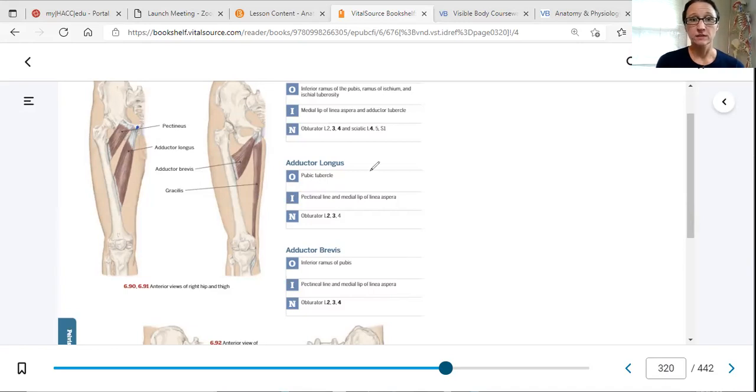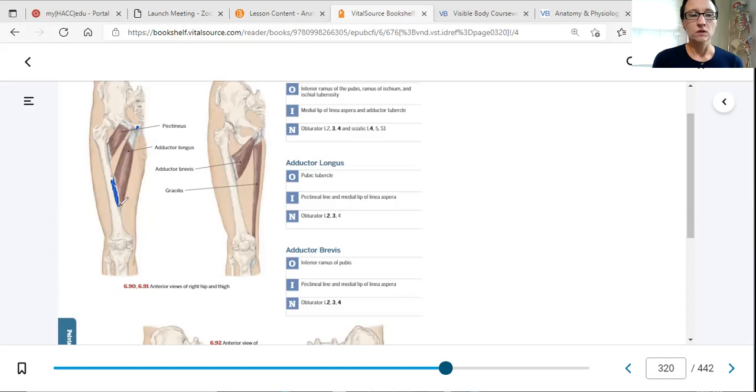And inserts then on the pectineal line and medial lip of the linea aspera. Okay. We'll go with that. It is a little bit low for the pectineal line, but that's okay. It's what the book says, so that's what we'll go with. Pectineal line and medial lip of the linea aspera. So right here. And of course, this is an anterior view, so we're really looking through the bone to the posterior view, medial lip of the linea aspera.